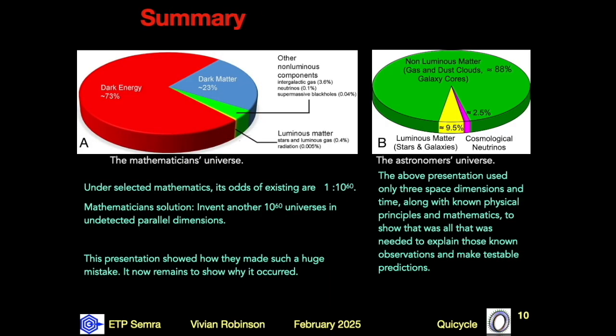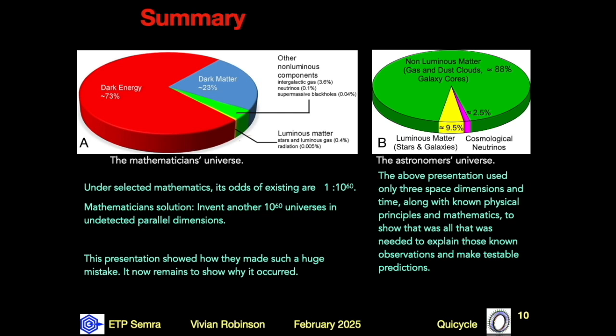In summary, Figure A is the mathematicians' universe. Under favorably selected mathematics, its odds of existing are 1 in 10 to the 60. The mathematician's solutions included inventing another 10 to the 60 universes in undetected parallel dimensions. A mistake that is out by 10 to the 60 times the mass of the observed universe is about as bad as it can get.